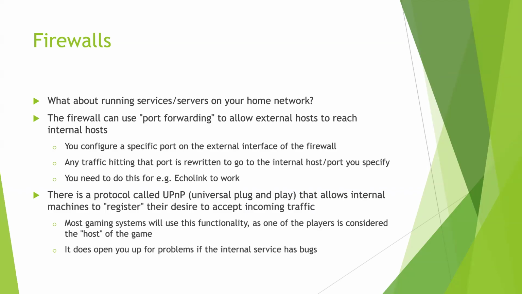You might need to do that if you're going to use Echolink on a machine at home. The problem with Echolink is you can only do one. You can only have one Echolink machine in your network because there's only one way to port forward it. It always comes in on the same port. That's a problem with Echolink. Echolink could be modified to use UPnP, which is universal plug and play. That basically allows internal machines to tell the router, by the way, I want to receive incoming connections on this port, so when they come in, please send them to me. And then the router maintains a table of that.